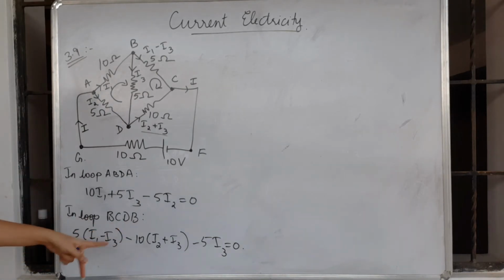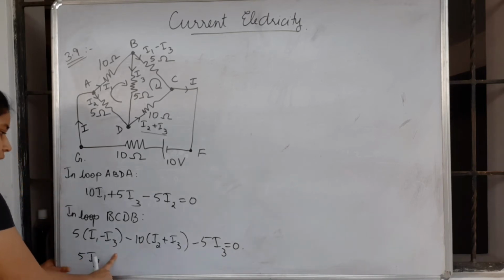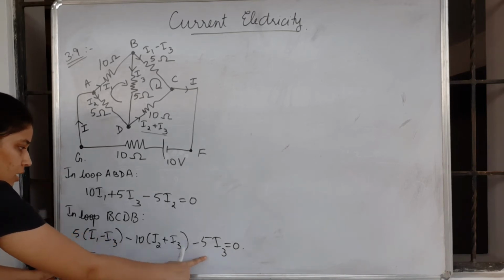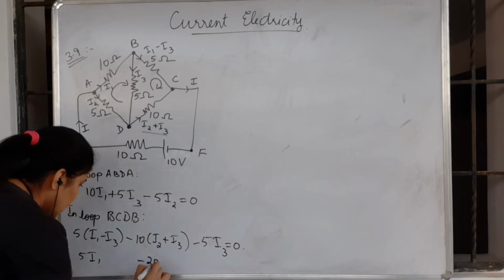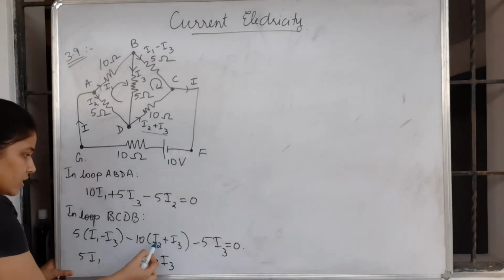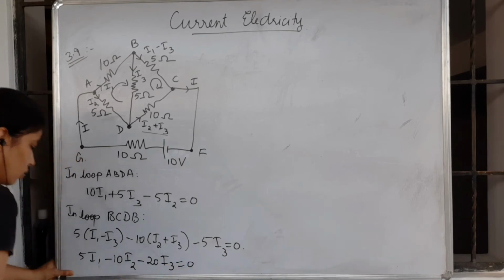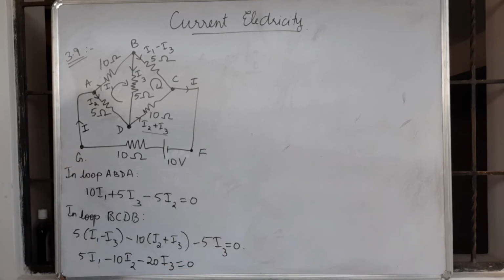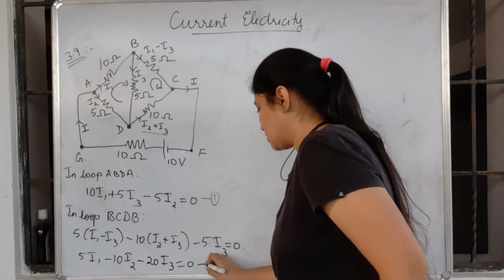If we simplify this, what equation are we getting? 5 I1 minus 5 I3 minus 5 I3 minus 10 I3, so that will give me minus 20 I3. And I2 is minus 10 I2, equal to 0. Let us keep it as it is right now; we will see what to do with it later. So this is equation 1, this is equation 2.